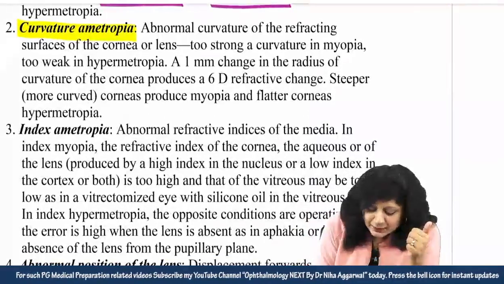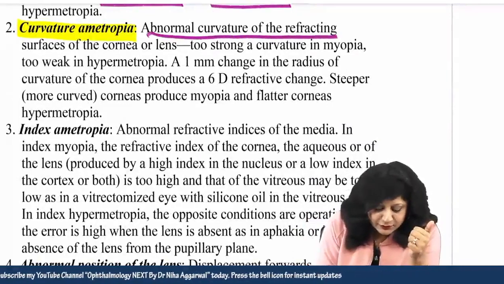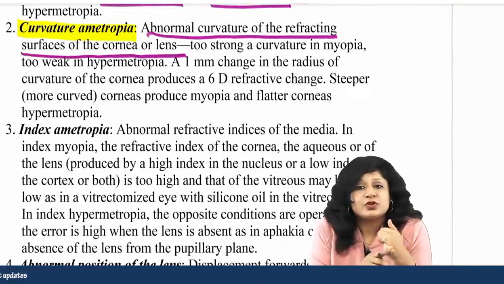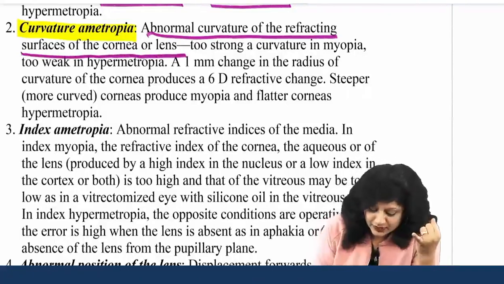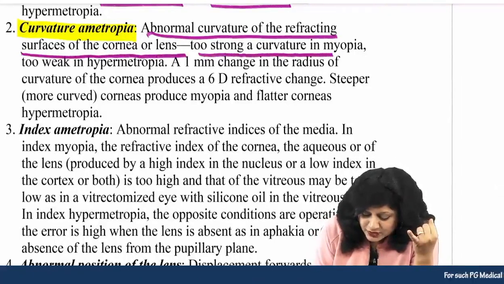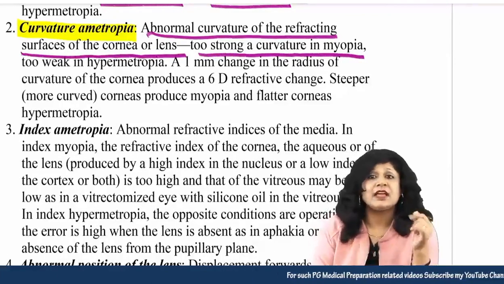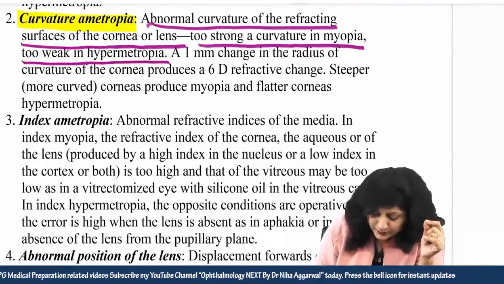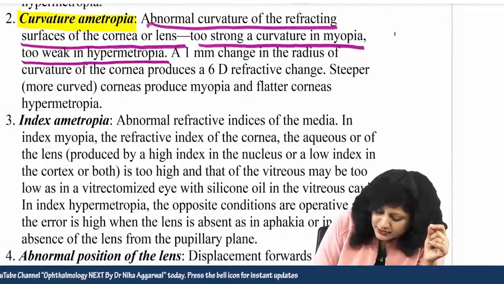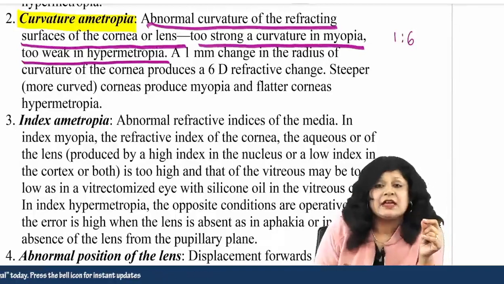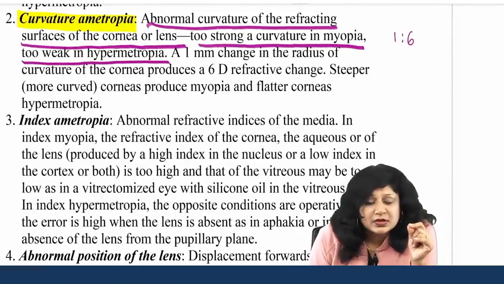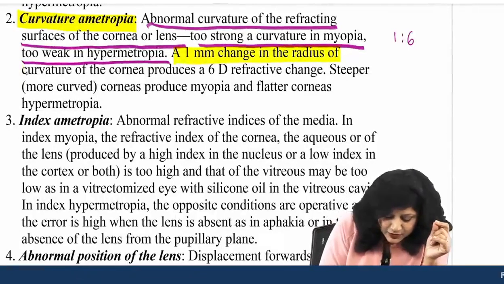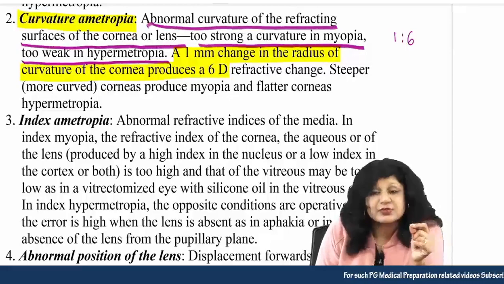It is the abnormal curvature of the refractive surfaces of the cornea or lens. If I have an abnormal curvature of the refracting surfaces, it can be too strong a curvature, as in myopia, or it can be too weak, as in hypermetropia. Now here the ratio is 1:6. So if I have a 1 mm change in the radius of curvature of the cornea, then that is producing a 6 diopter change.